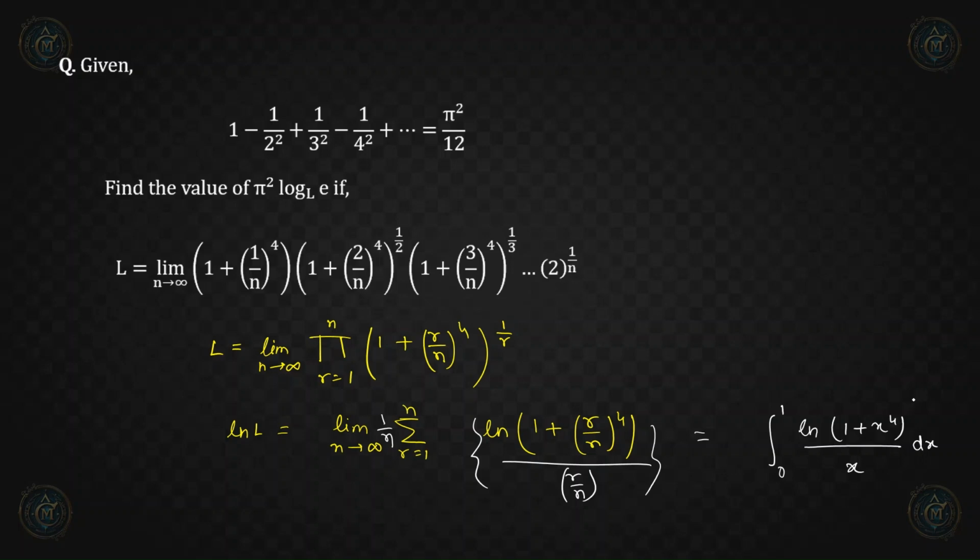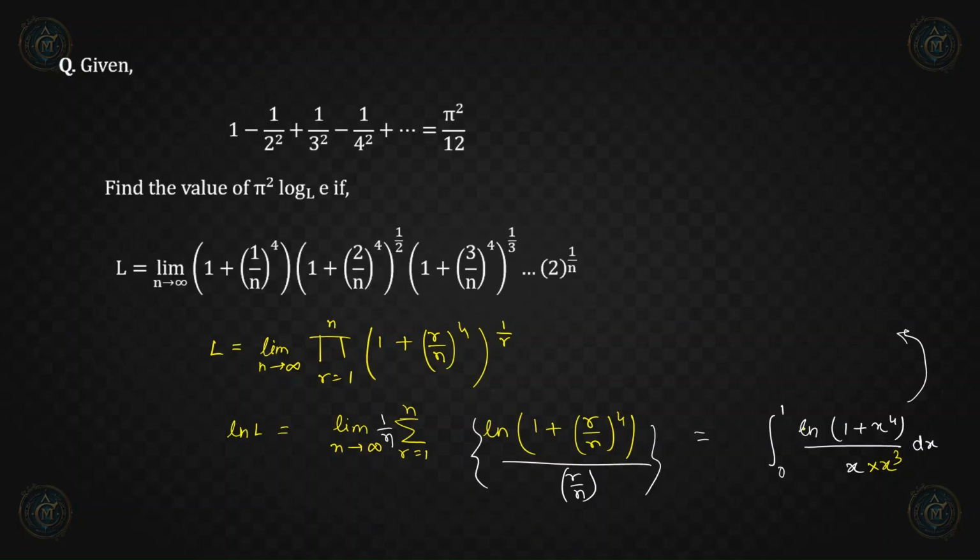We can simplify this integral a little bit. We can multiply and divide by x cube here. This term becomes x to the power 4, taking t equal to x to the power 4, and its derivative becomes 4x cube. So this thing is created in the numerator. This simply becomes the integral from 0 to 1 of log of (1 plus t) divided by t dt, with 1 by 4 multiplied outside. So we have to find this integration.